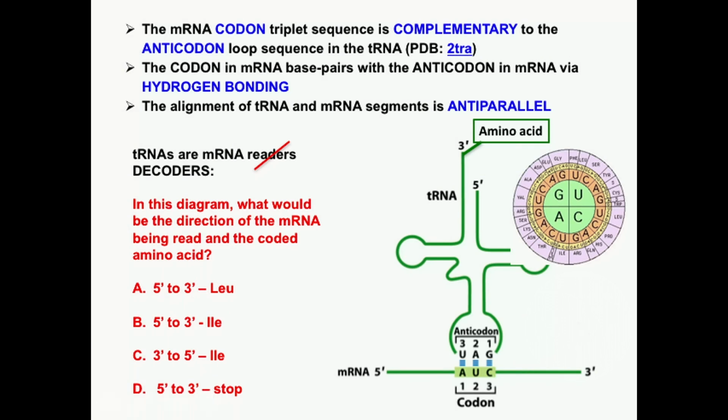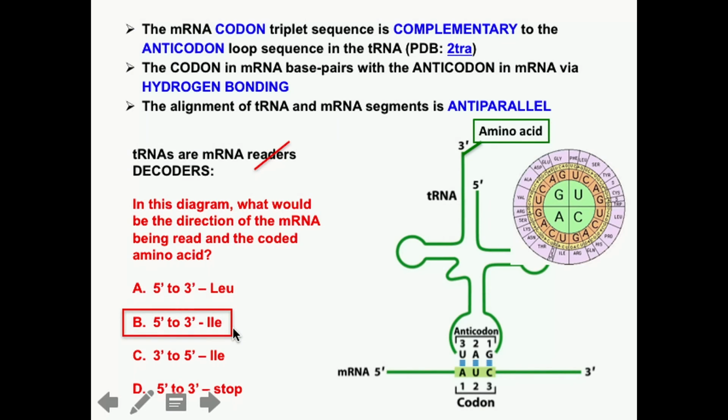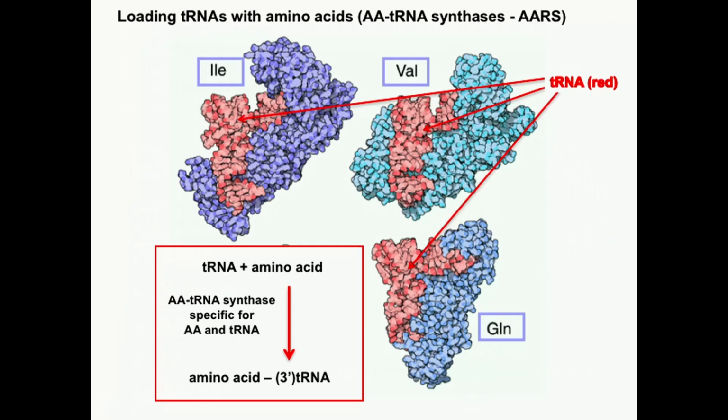And then you can go to your favorite genetic code map and say, this thing is read 5' to 3', and the amino acid that gets put in is isoleucine, okay? So you'll need to be able to do that quite readily.